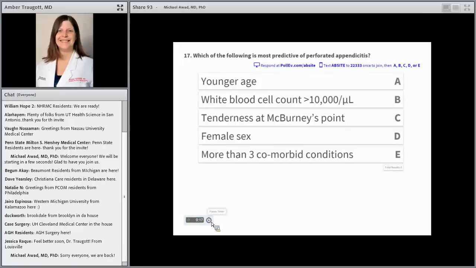Number 17, which of the following is most predictive of perforated appendicitis? That is, which of these are most associated with perforated appendicitis? A, younger age, B, white blood cell count greater than 10,000, C, tenderness at McBurney's point, D, female sex, or E, more than 3 comorbidities.